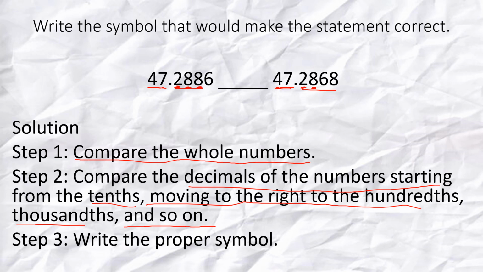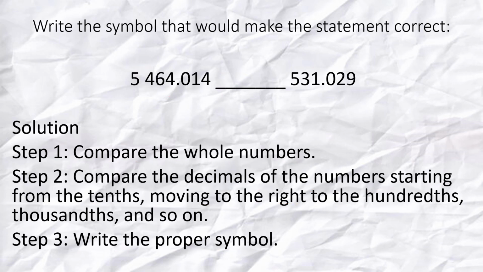On this given, we have 8. On the second one, we have 6. We all know that 8 is bigger than 6. So therefore, 47 and 2,886 10,000s is bigger or greater than 47 and 2,868 10,000s. For step 3, we have to write the proper symbol, and that symbol is greater than.